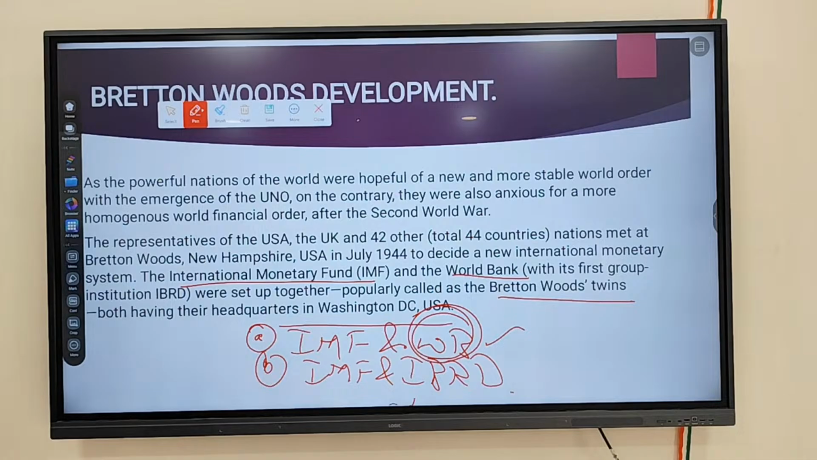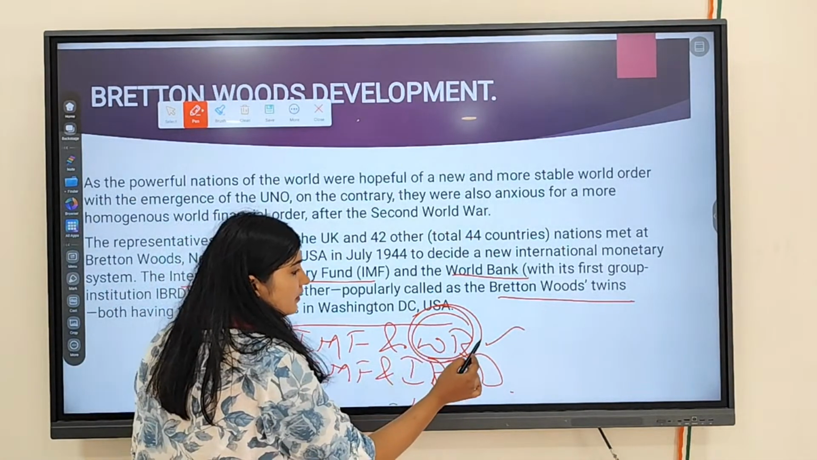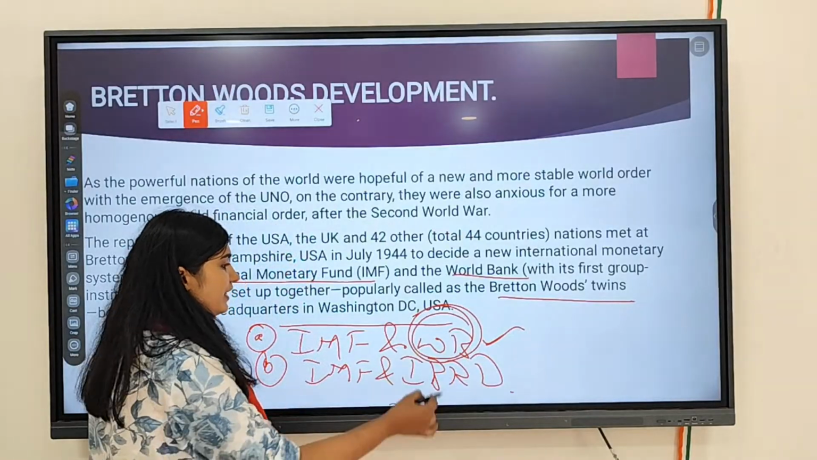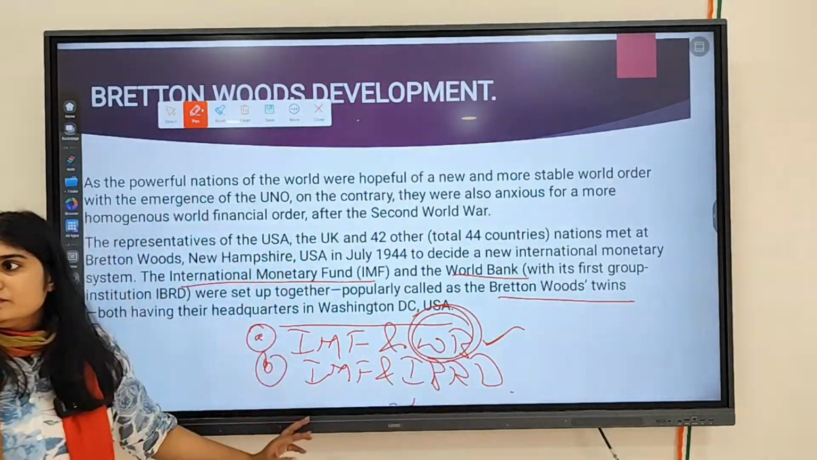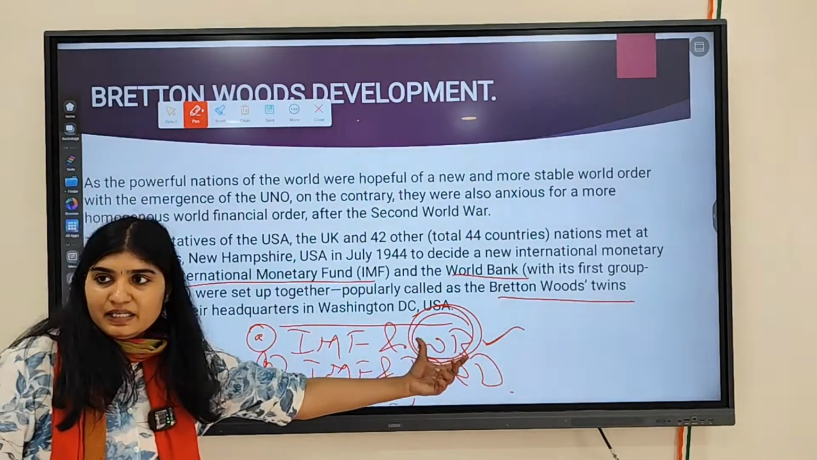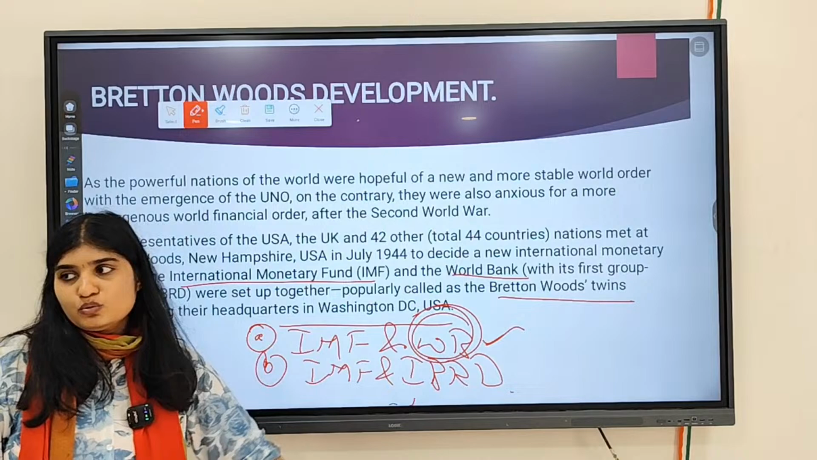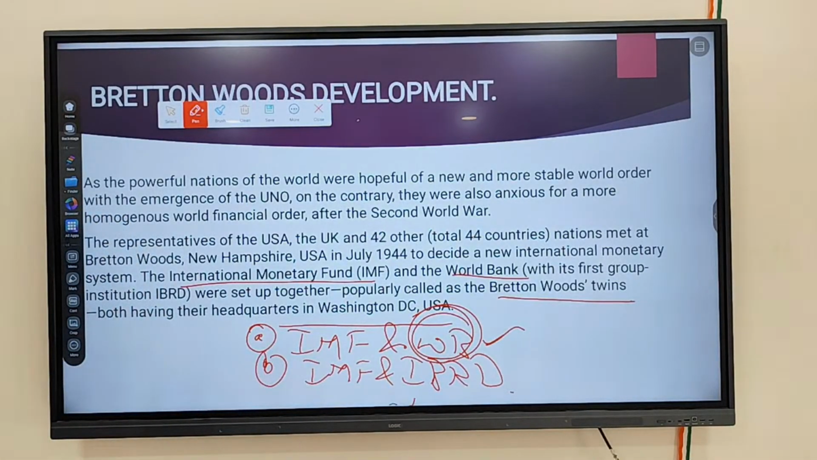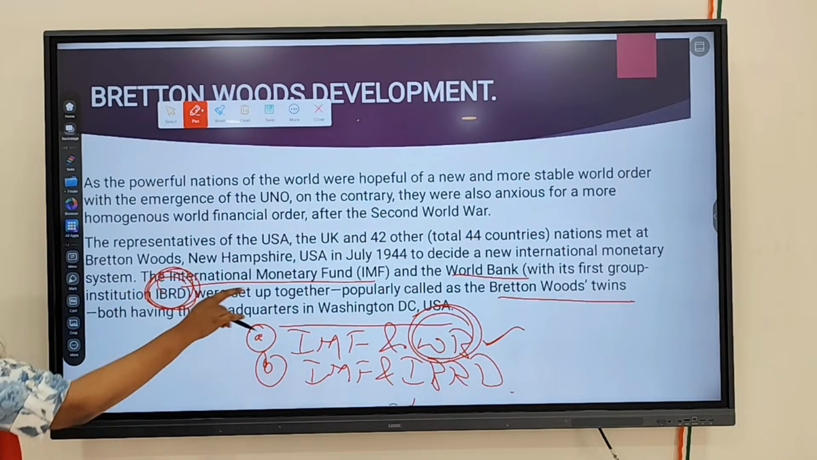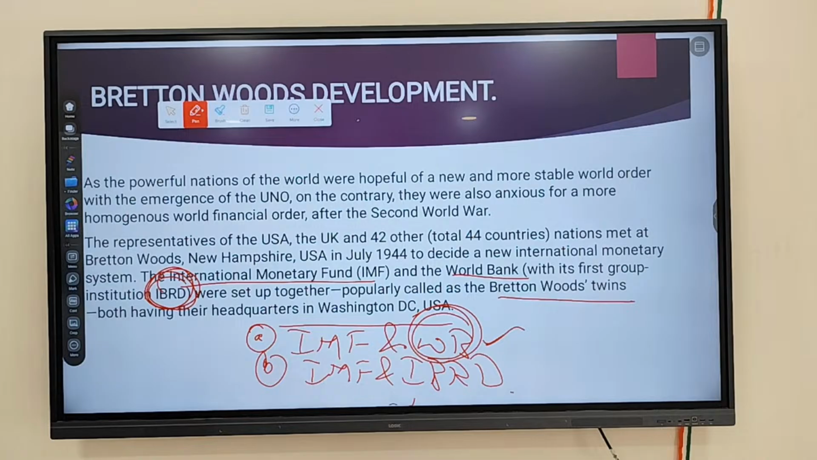Understood? If there is an option of IMF and World Bank, just tick this. Or if they didn't give the World Bank, and instead of World Bank they have given IBRD, choose that one. Why? Because this is also the first institution of the World Bank. Don't think it is a grace mark. If there is no World Bank, and instead they have given IBRD, just choose that option.